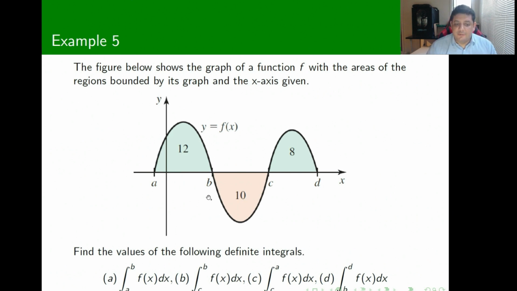Now the integral from A to C is all the positive minus the negative, so it's 12 minus 10, and this integral from A to C is going to be 2. Now from B to D is a similar situation. We have this negative area plus this positive area, which is minus 10 plus 8. That's going to be minus 2.